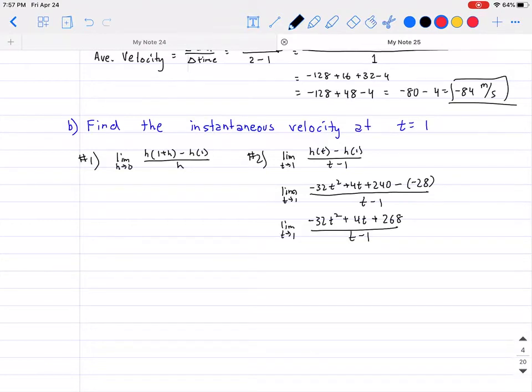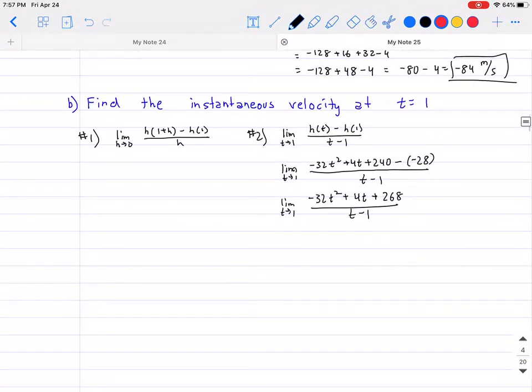Now, unfortunately, this is something where you're going to have to do a little bit of factoring to figure it out. So we can go ahead and do that, or you can do long division. Since I'm not exactly good at factoring, we'll just do long division to see what we get. Hopefully this will all work out. Negative 32t squared plus 4t plus 268, and then we have t minus 1.